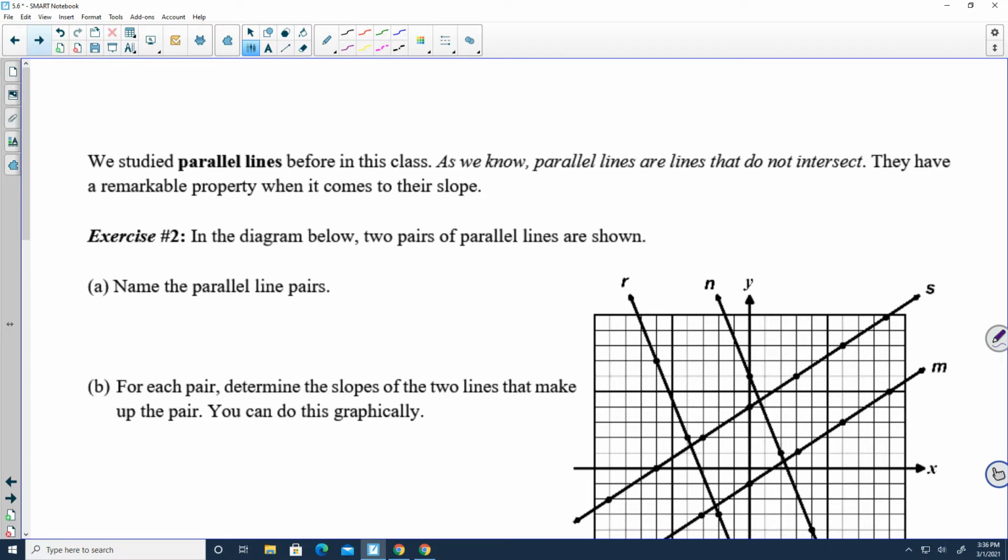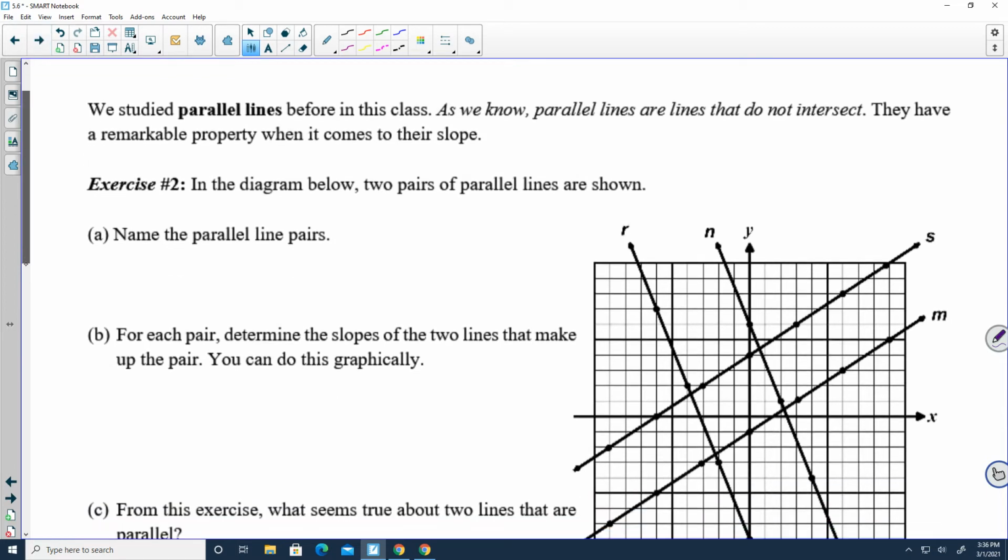So we have studied parallel lines before in this class. So we know that parallel lines are two or more lines that do not intersect. They're never going to cross. They're never going to touch. Okay? They have a remarkable property when it comes to their slope. So let's take a look at number 2.